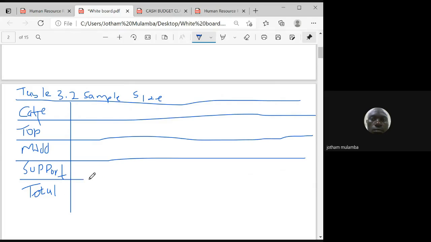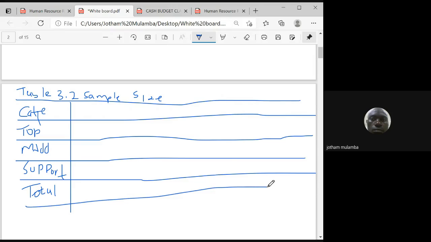So which percentage have you selected for us to use from the target population you have?